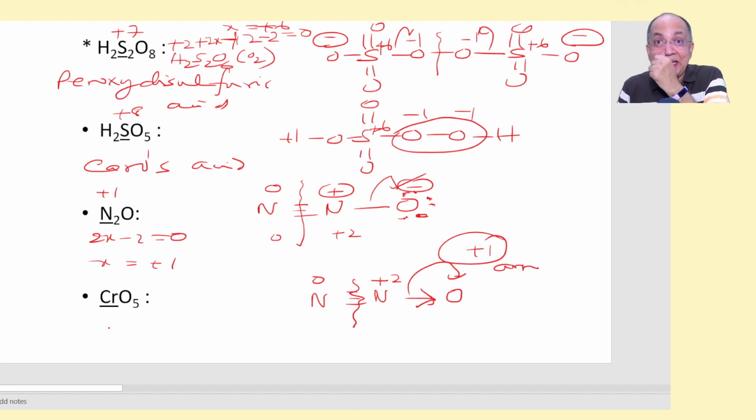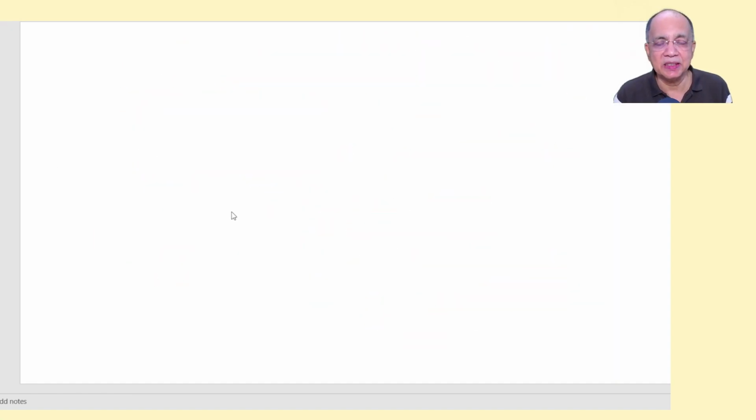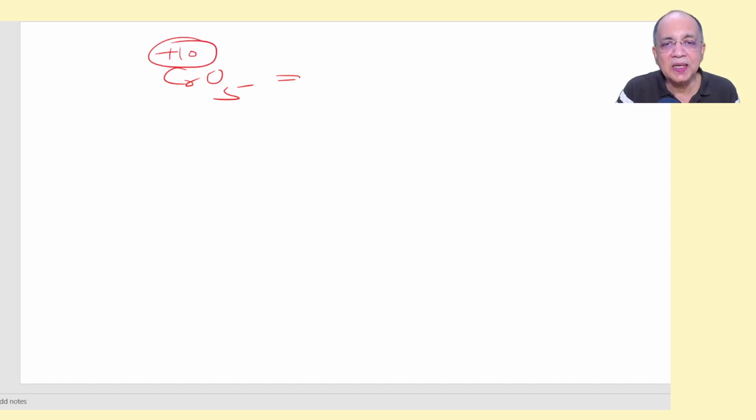Similarly, in this case, I told you this is the climax. And we can call it chromium pentoxide, but it's not. If you see the actual structure of CrO5, you will be simply amazed. If you go by the X method, you will find it is plus 10, which is unacceptable. Because chromium, if you do not know, belongs to group 6, the transition metal group 6. So it has also maximum 6 electrons to share. So it can't exceed plus 6.